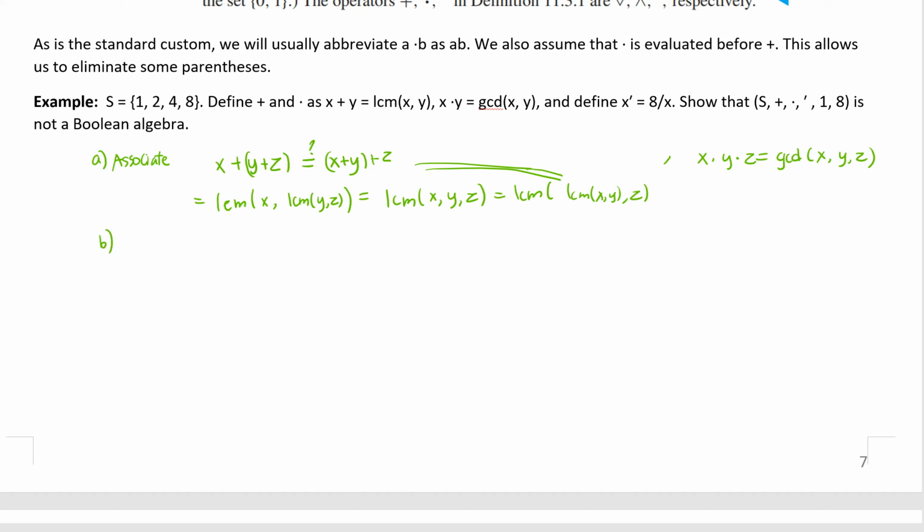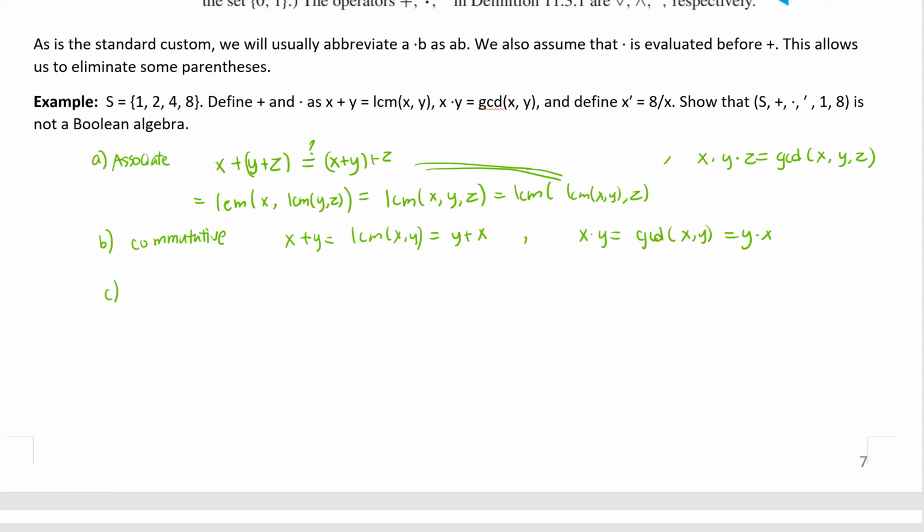So B is the commutative law. Well, commutative law, x plus y is the LCM of x and y. Well, the LCM of x and y is the LCM of y and x. So that's why here we have the same. The least common multiple of 2 numbers, no matter which order, is still the same. And the greatest common divisor also works the same way. The GCD of x and y is the same as the GCD of y and x. So that's why we have the commutative laws.